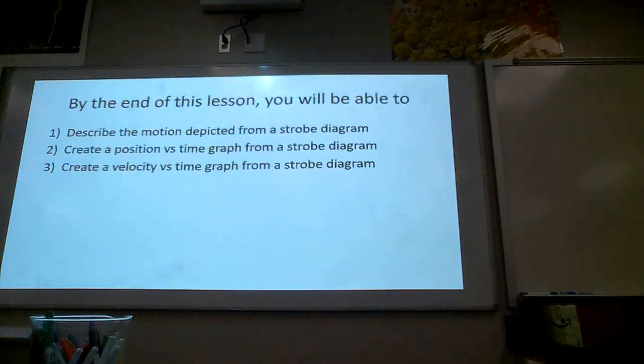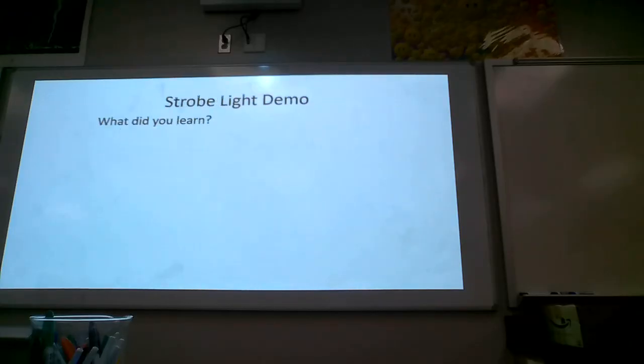Okay. So when it was moving fast, what did you see? Was the space between the balls, the image of it, closer together or farther apart when it's moving faster? Farther apart. Okay. The strobe light flashes at equal time intervals.